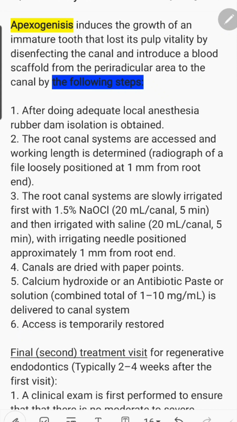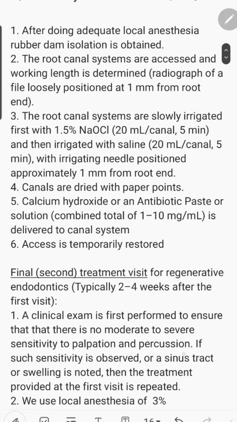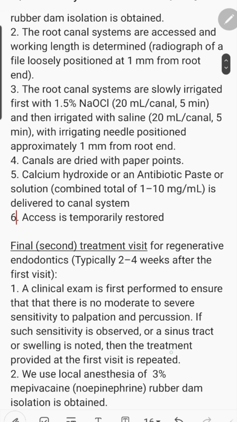Apexogenesis induces the growth of an immature tooth that lost its pulp vitality by disinfecting the canal and introducing a blood scaffold from the periradicular area to the canal by the following steps. After doing adequate local anesthesia, rubber dam isolation is obtained. The root canal system is accessed and working length is determined using a radiograph with a file that is loosely positioned at 1 millimeter from the root end.